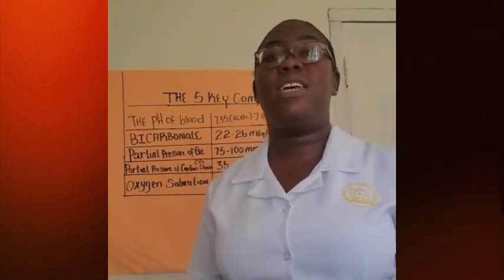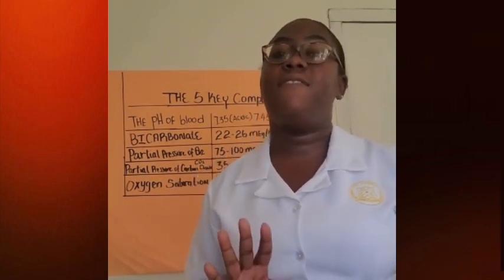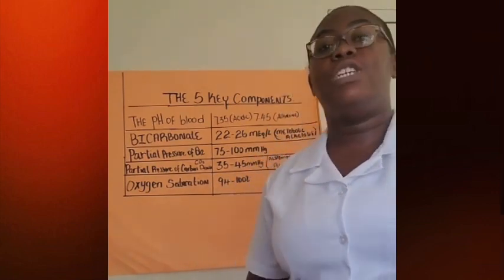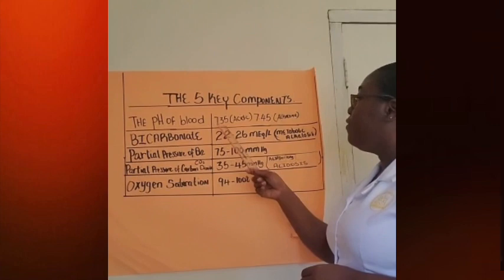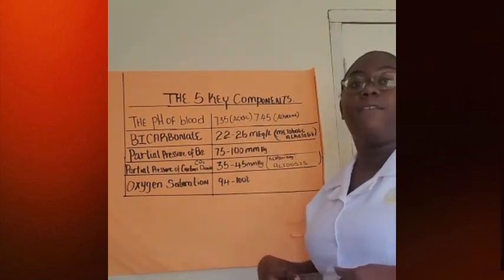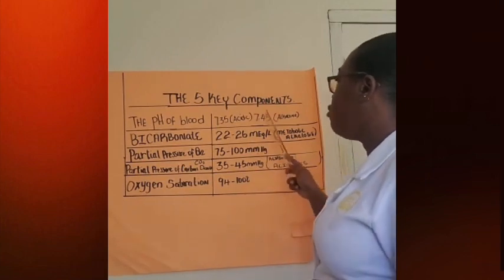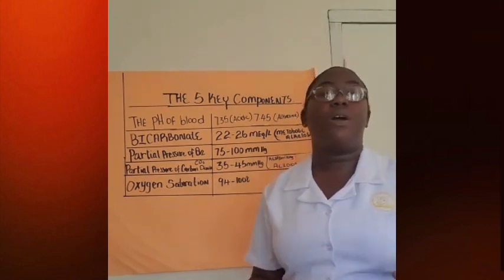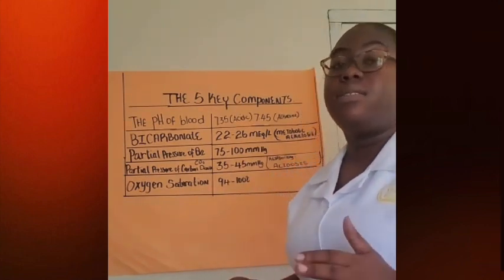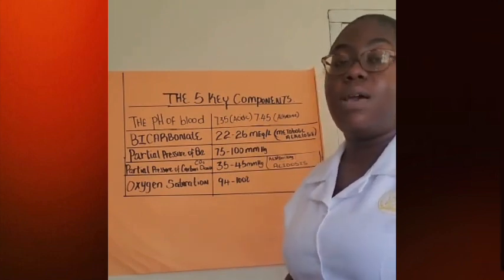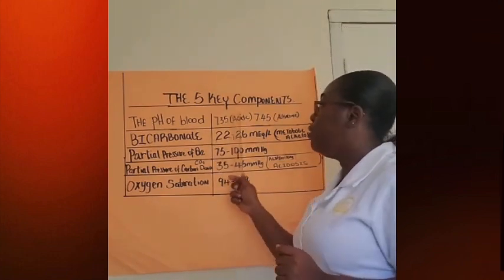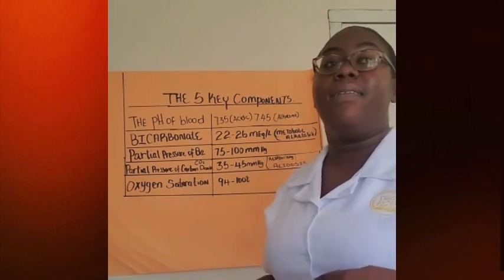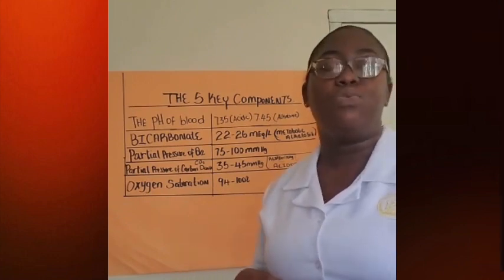Well, when doing an arterial blood gas test, you need to first take into consideration the 5 key components. Let's start with the pH of the blood. The pH of the blood ranges from 7.35 to 7.45. If it goes above the 7.45 value range, then the pH of the blood will become too basic or alkaline, and this is a condition known as alkalosis. But if it goes below the 7.35 value range, then this condition is known as acidosis, and this is when the pH of the blood is too acidic.